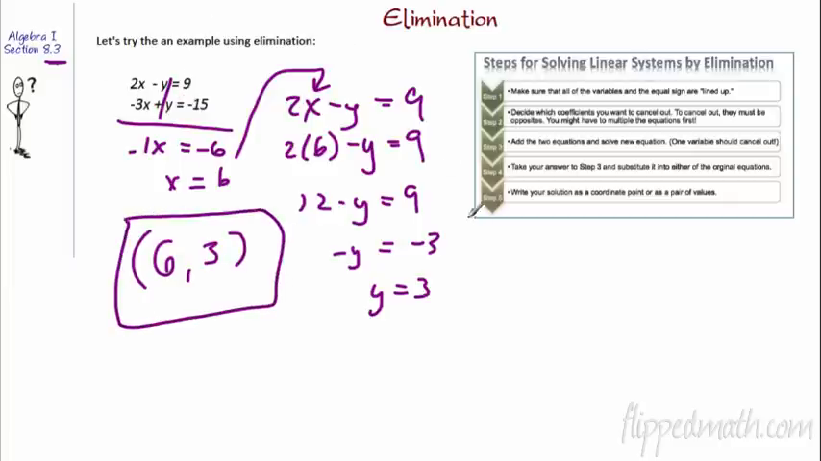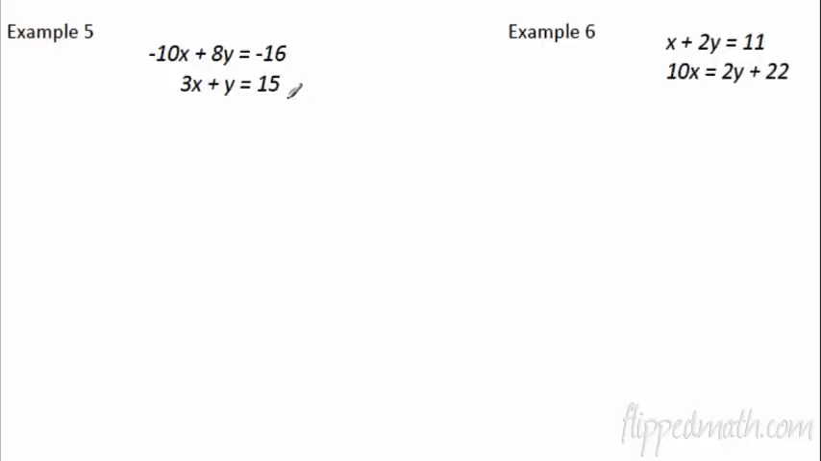Okay, the steps are written down right here for you to read through. Let's try 2 more examples. So I look at example 5. The x's are lined up, the y's are lined up, and the constants are lined up. So everything's good to go. I cannot find anything that cancels, though, because a negative 10 and a positive 3 don't cancel, and 8 and 1 don't cancel.